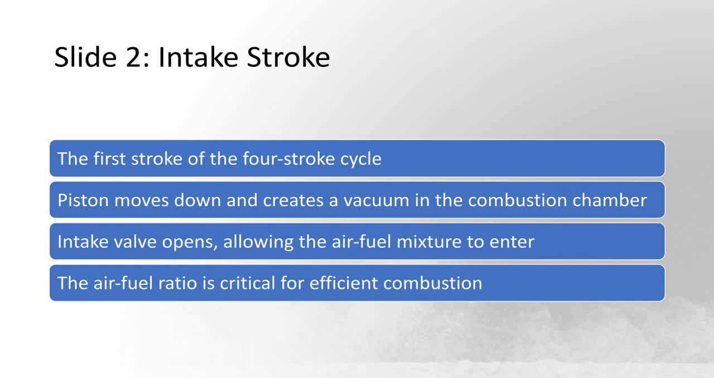The air-fuel ratio is a critical factor for efficient combustion, and it affects the engine's power and fuel efficiency. A rich air-fuel mixture has more fuel than air, while a lean mixture has more air than fuel. The correct ratio is essential for optimal performance, as an incorrect ratio can lead to poor fuel economy, reduced power, and increased emissions. By understanding the intake stroke, we can appreciate how the engine takes in air and fuel and how the air-fuel ratio affects engine performance.